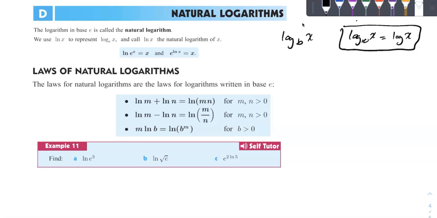This is called the common log. This one we use so often. And the same thing goes for log base e of x. That's one we use so often.